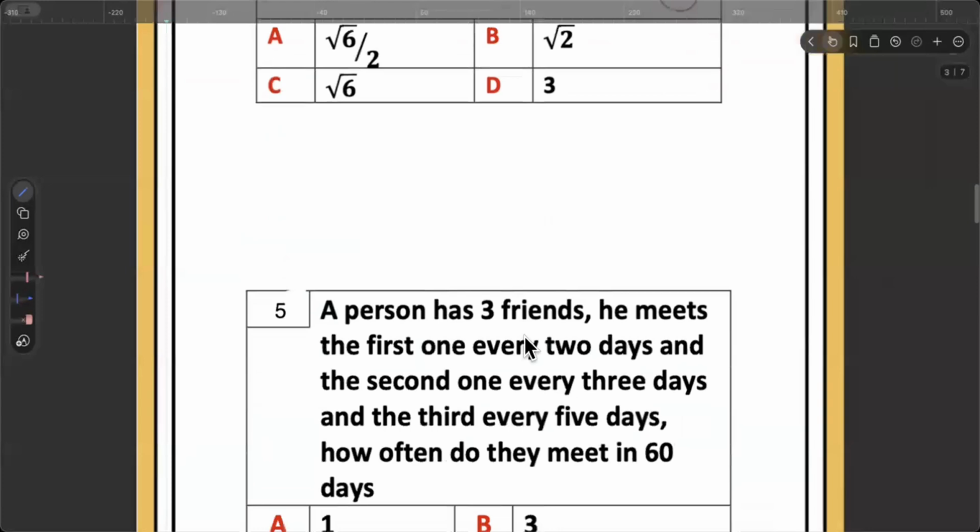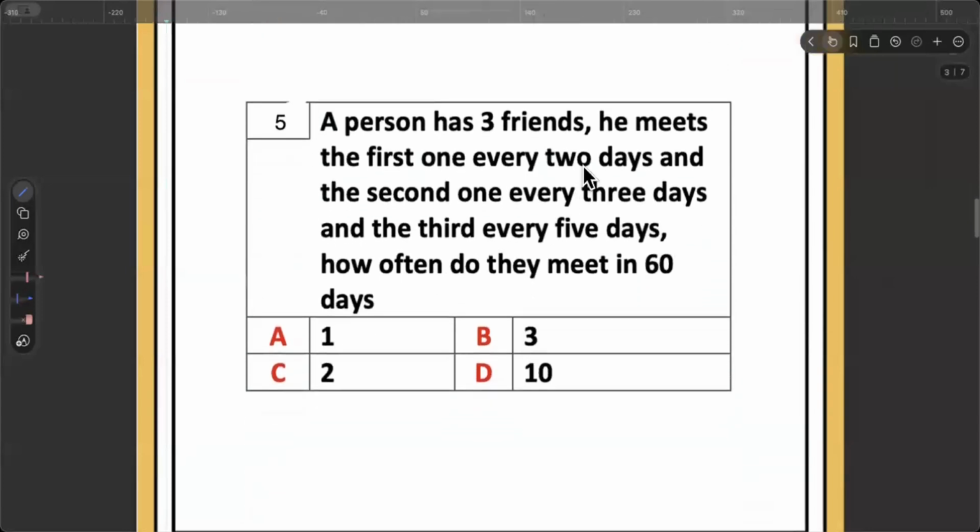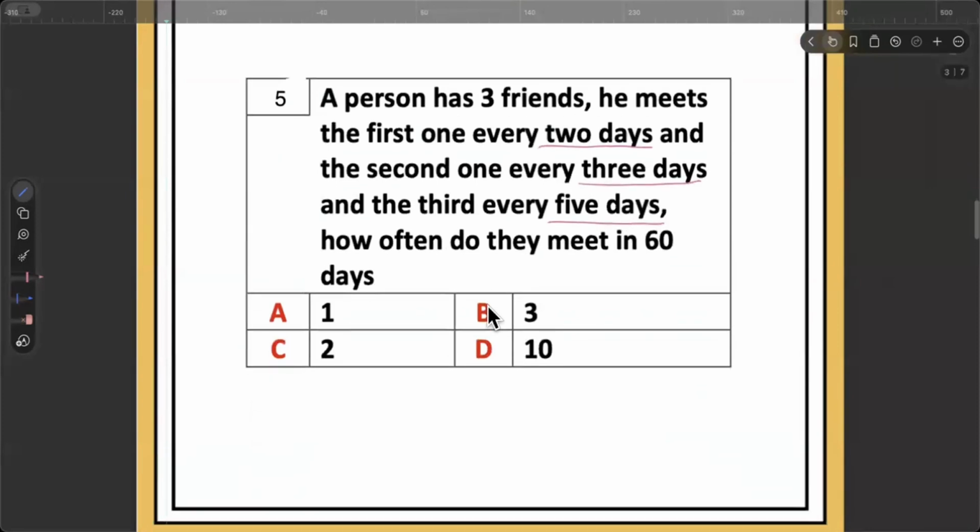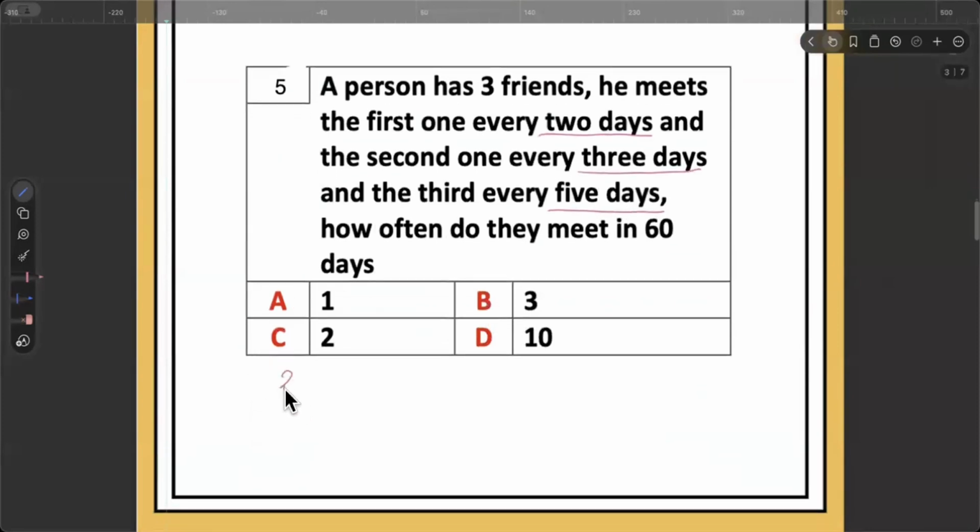For the next question, question 5, a person has 3 friends. He meets the first one every 2 days, the second one every 3 days, and the third one every 5 days. How often do they meet in 60 days together? In this question, we have to find the least common multiple for 2, 3, and 5.